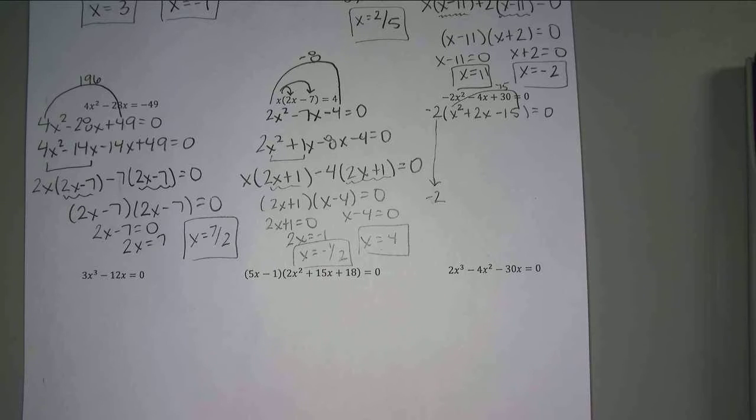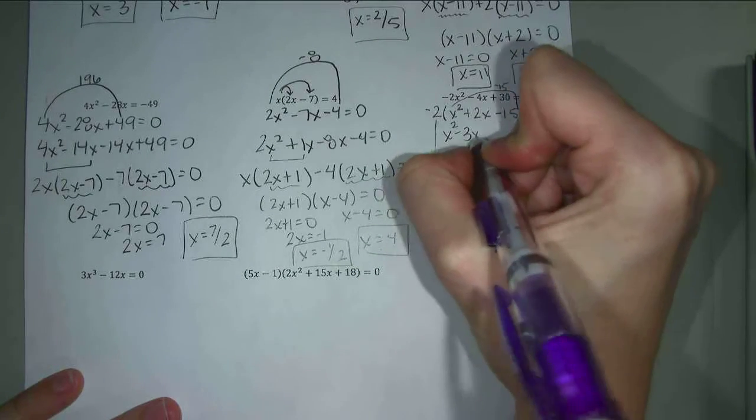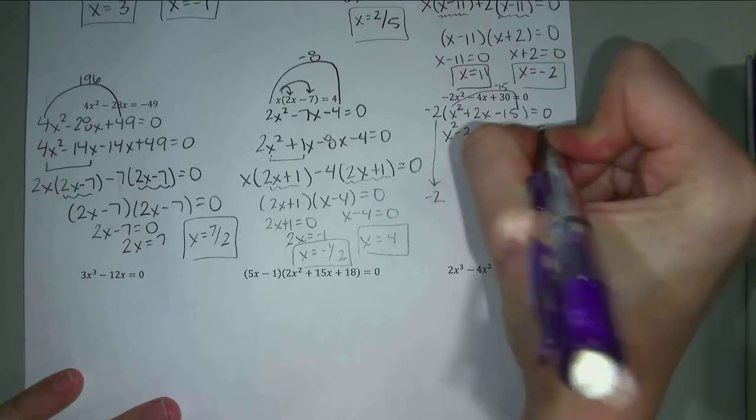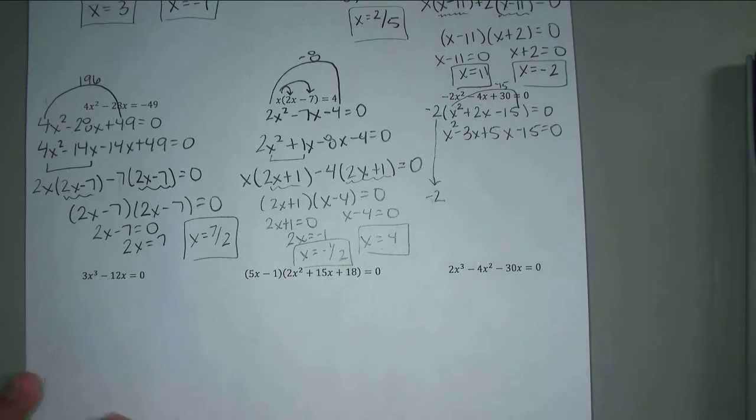Does it matter where I put them? Absolutely not. Either way, you're going to be able to factor them, okay? So let's write x squared minus 3x plus 5x minus 15 equals 0. Could you have written it as 5x minus 3x? Absolutely. You'd get the same answer, okay?